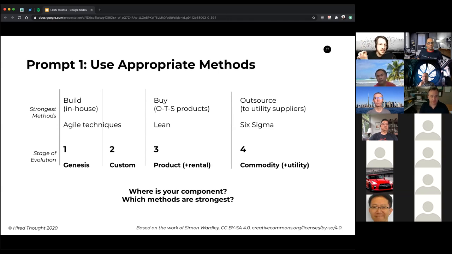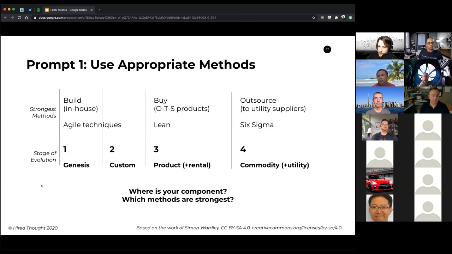And so lean techniques start to fill the gaps. And that's why you see agile and lean together a lot, because a lot of product work is the process of pulling something from Genesis into the product realm where you can make a bunch of money on it. So that's one prompt. On your map, you can ask yourself, where is your component? If you look at the components that are on there, which methods are strongest for that component, and are we applying the right method for that component given where it is?